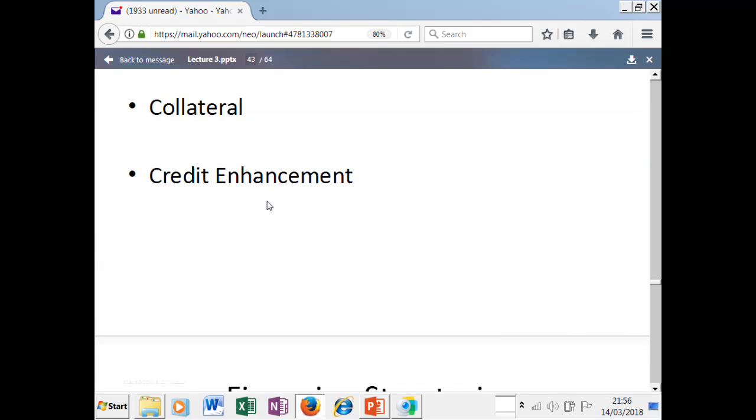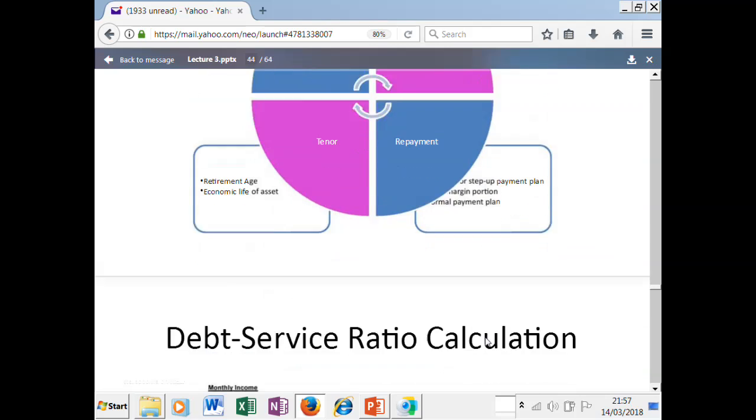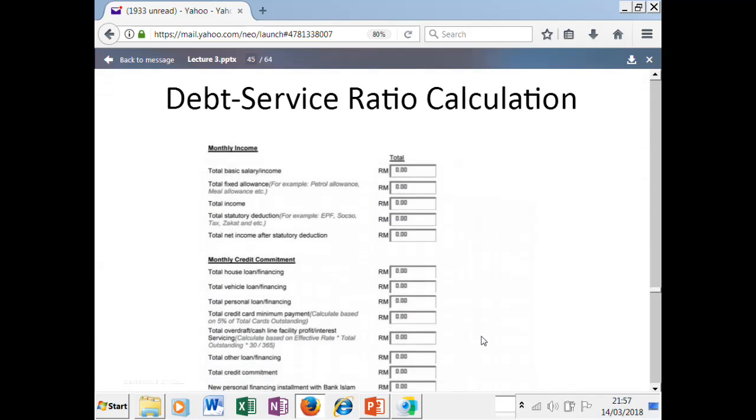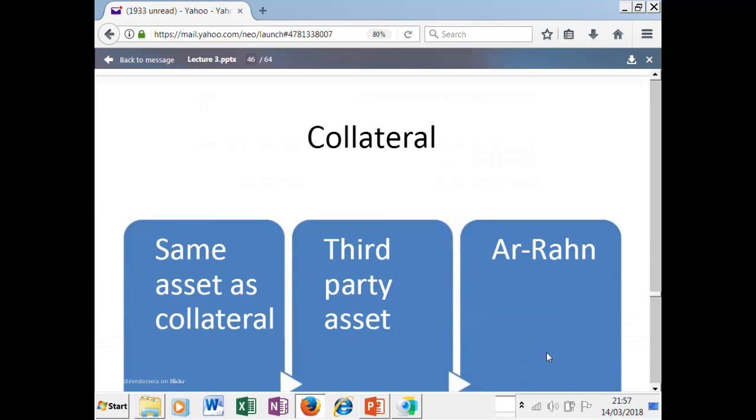and then credit enhancement. Okay, kita tengok financing structure ni, 30% debt service ratio, ITAP, ijarah kan, musyarakah, produk dia, amount dia, okay, retirement age, economic life cycle, all this is structure, prepayment, berapa banyak yang kena bayar sebulan dan sebagainya lah. Okay, debt service ratio calculation, this is how you get the debt service ratio, DSR, total income minus with the commitment, okay, with commitment.